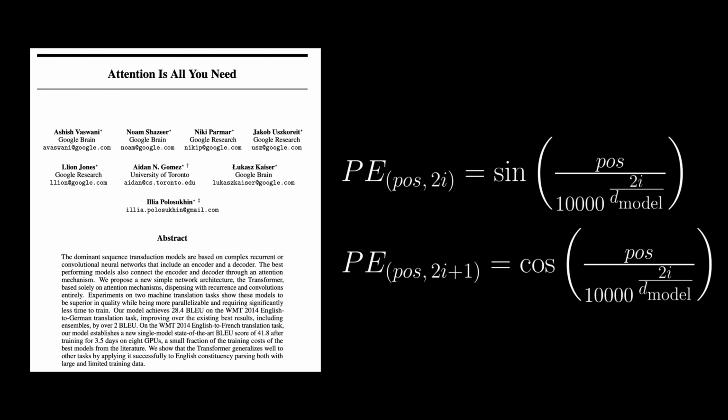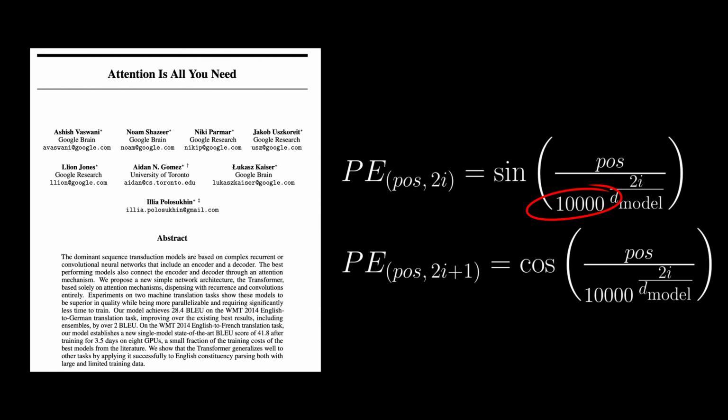The original transformer paper introduced sinusoidal position encodings to inject information about token positions directly into the model. But why use sine and cosine functions to represent positions? And what's the significance of this 10,000 magic number?